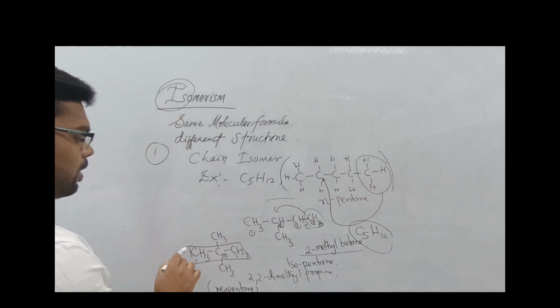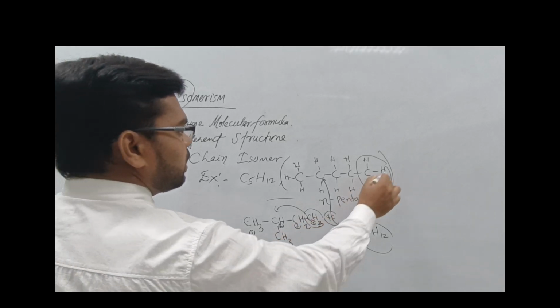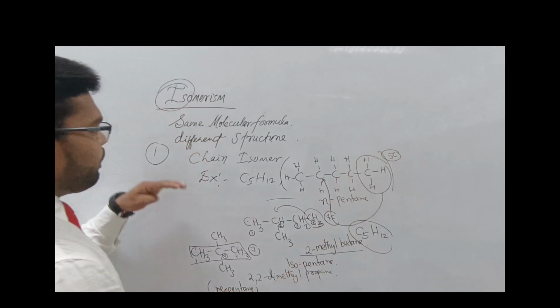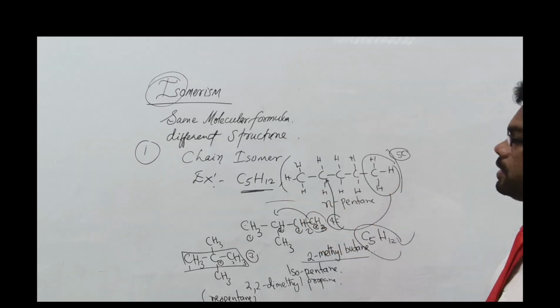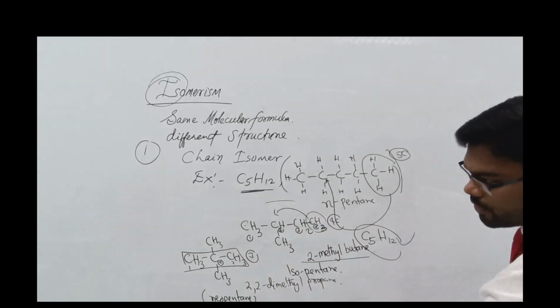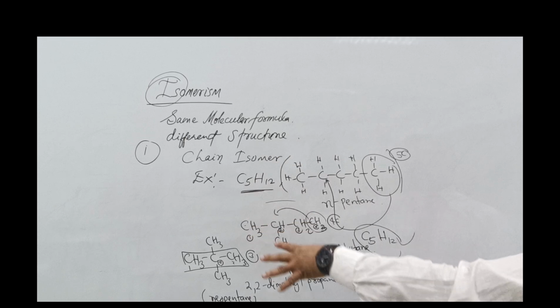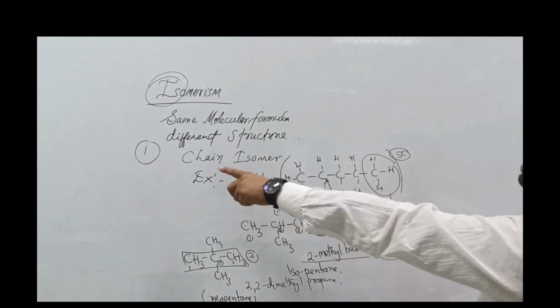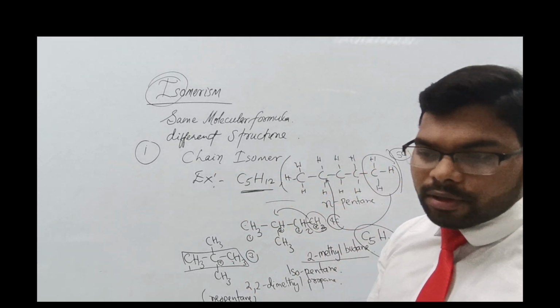Now look, guys, here the carbon chain is 5, here the straight chain is 4, and here the carbon chain is 3. So in chain isomers, the molecular formula will be the same, but the carbon chain will be different. The carbon chain is here 5, here 4, and here 3. The molecular formula is the same, however the carbon chain is different, therefore it is called chain isomers. I hope it is clear for you.